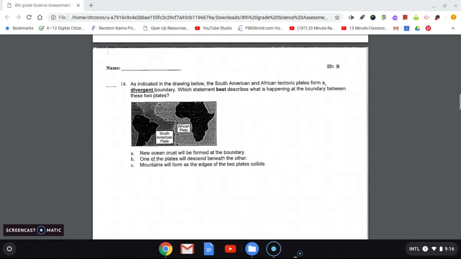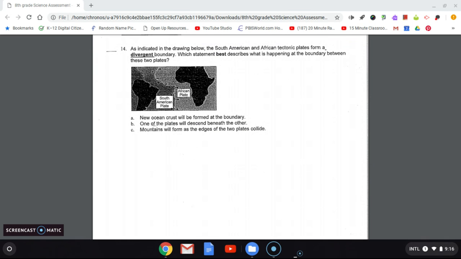Number 14. As indicated in the drawing below, the South American and African tectonic plates form a divergent boundary. Which statement best describes what is happening at the boundary between these two plates? A, new ocean crust will be formed at the boundary. B, one of the plates will descend beneath the other. Or C, mountains will form as the edges of the two plates collide. So pay attention to the arrows between the two continents.